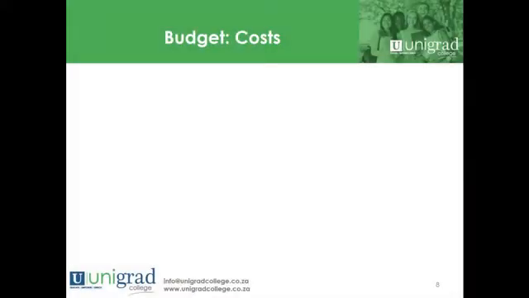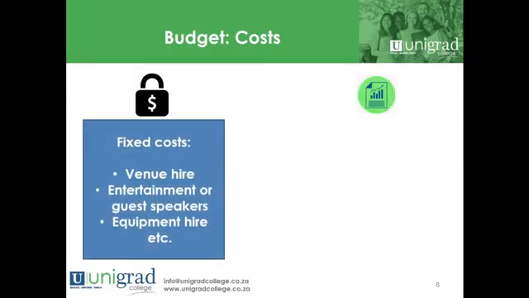Speaking of expenses, there are 2 cost categories in all budgets. These are fixed and variable costs. A fixed cost is a cost that does not change with an increase or decrease in the amount of goods or services produced or sold. For example, if you plan a concert at a stadium, the rental cost you pay for the stadium remains the same no matter how many tickets you sell to the event.